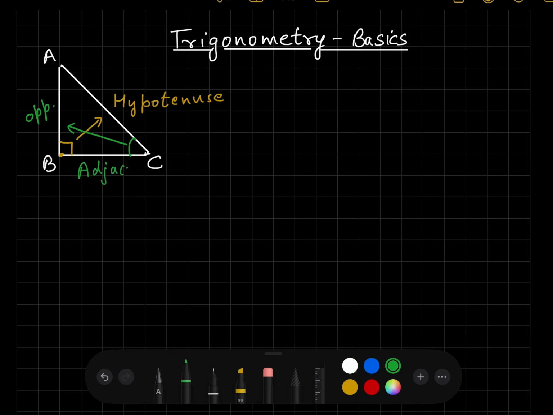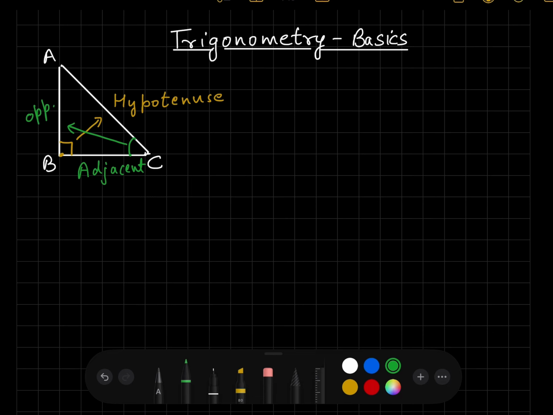AB and BC are the two sides which are making the 90 degree angle at vertex B. These two sides are making a 90 degree angle at vertex B. So this is the opposite side, this is the adjacent side. This way we name them. Now let me remove it so that we can write. Okay, let's quickly remove. Fine.